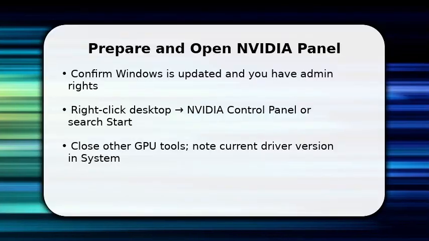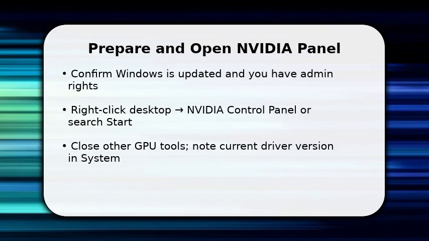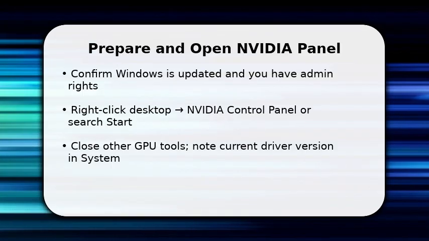You start by making sure Windows updates are applied and you have administrator rights, because driver installs modify system files. Once done, open the Nvidia Control Panel from the desktop menu or start search. This is faster than browsing Device Manager. Make sure other GPU utilities are closed so they won't interfere.